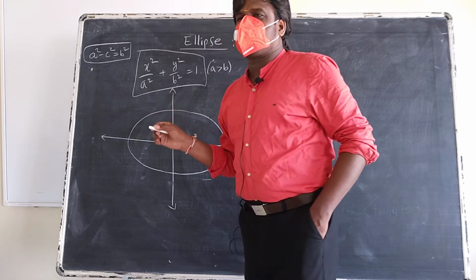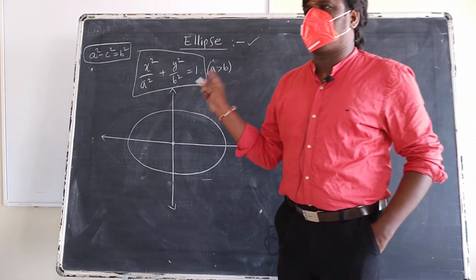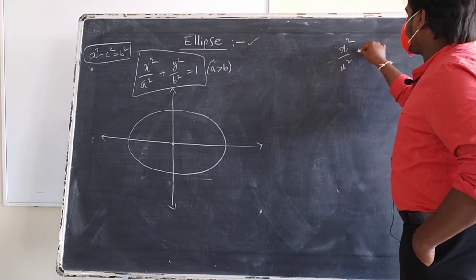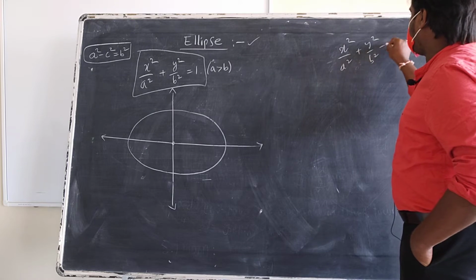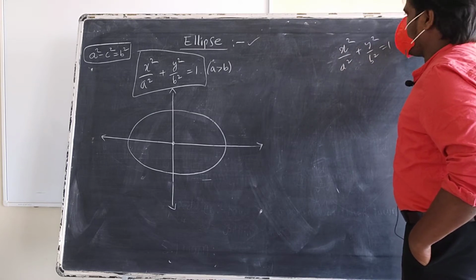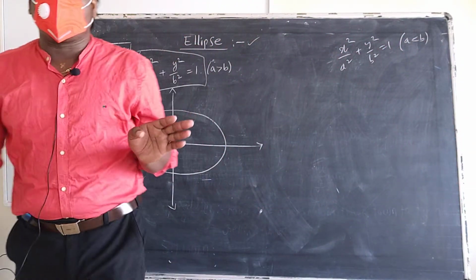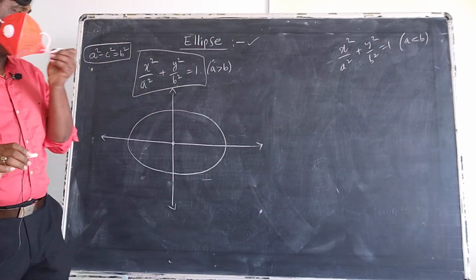What is the equation of the standard ellipse? x square by a square plus y square by b square equal to 1, but both the cases are: in this case a is less than b, in that case a is greater than b. Okay, we'll discuss everything here right now, all the concept points.